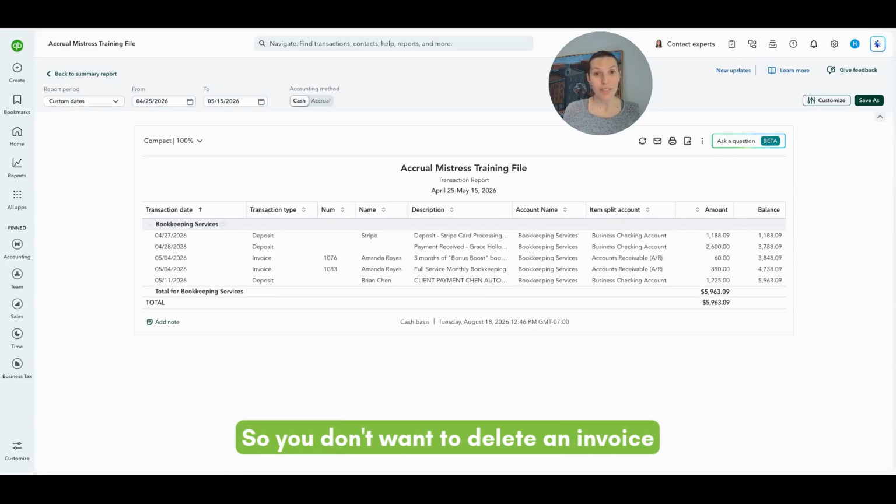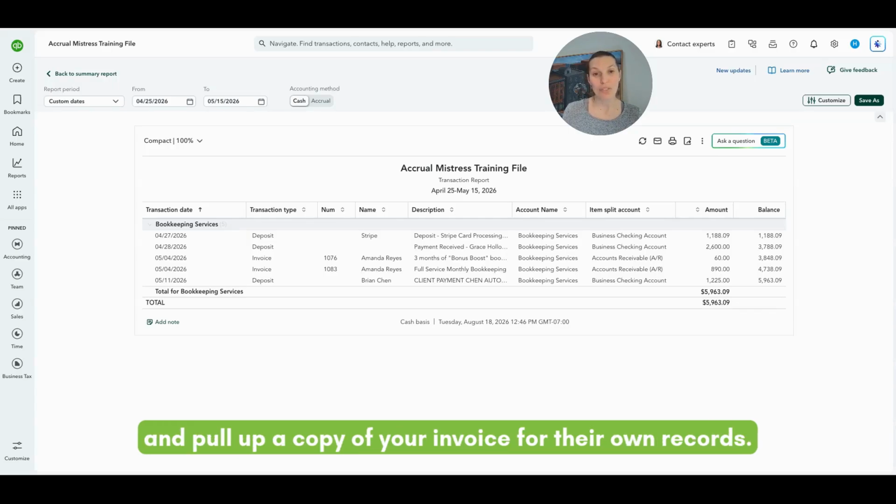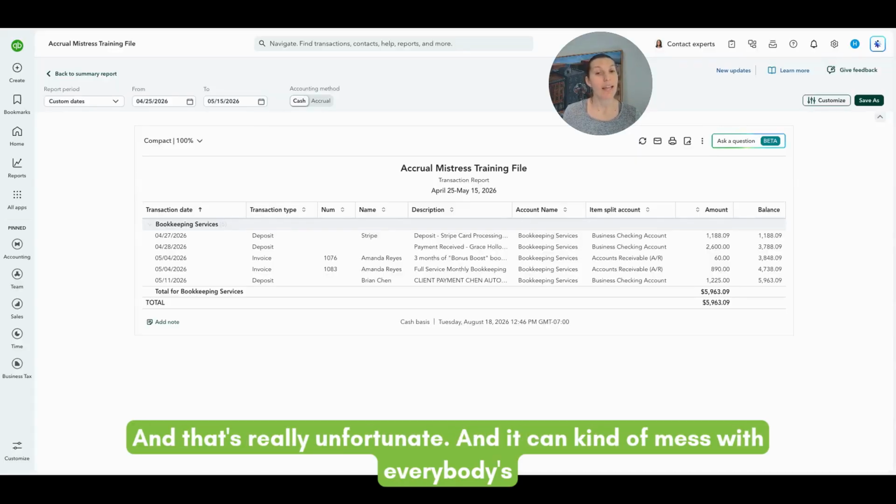So you don't want to delete an invoice that you've sent to a client, because ultimately that's going to delete the invoice for them too. They will no longer be able to go into their email and pull up a copy of your invoice for their own records. And that's really unfortunate, and it can kind of mess with everybody's system at the end of the day.